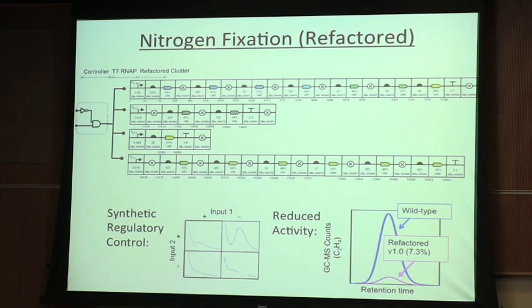And so we have this reduced complexity, but it actually comes at a cost of activity. So the process of simplification initially created a system that was much less functional than the wild type system. And you can see that here, where in the wild type we have a high level of nitrogenase activity, and then in the first version of the refactored system, we only recover about 7% of activity. And so this process of simplification came at this cost.